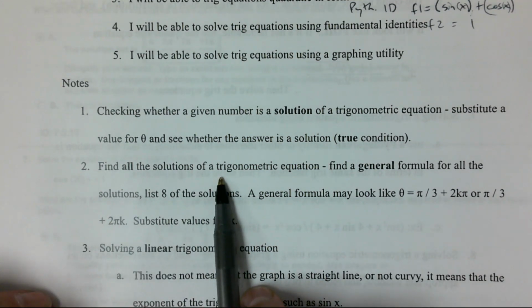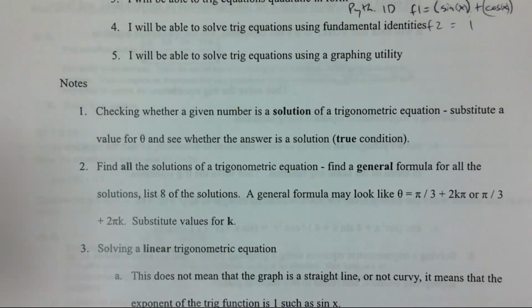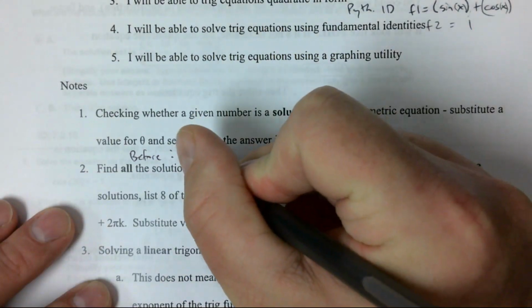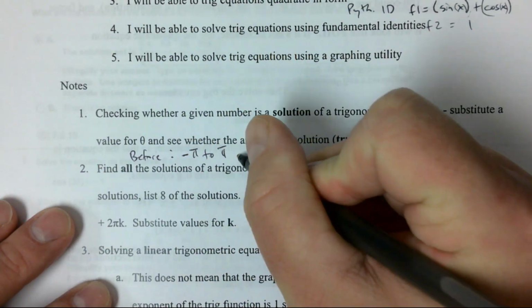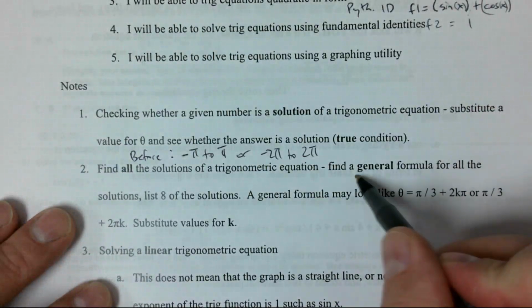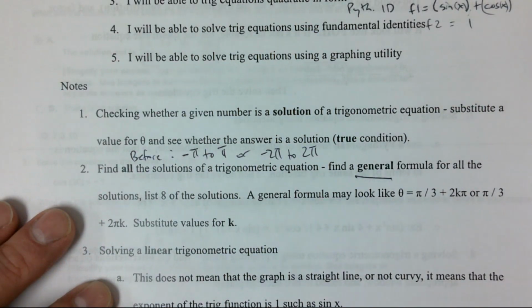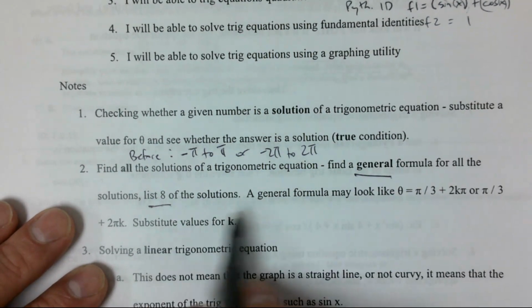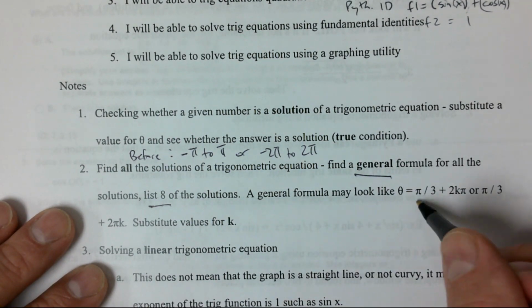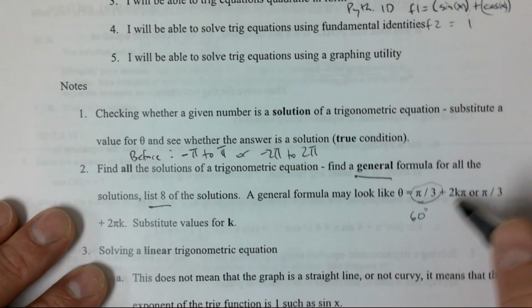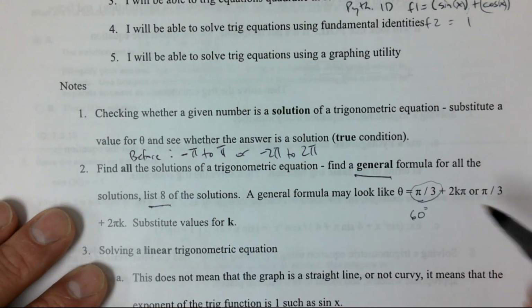Now, before we just said within a certain interval, like, what about negative pi to pi? Or negative 2 pi to 2 pi? Now here we have to be general. And so you're going to have to list 8 solutions, for example. The general formula may start with pi thirds, which is like 60 degrees, and then every revolution around it, 2 pi k or 2k pi.